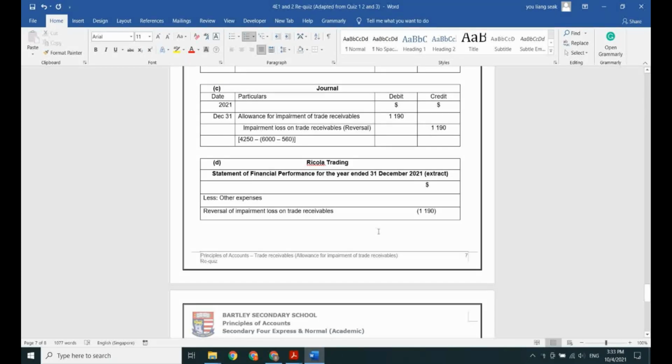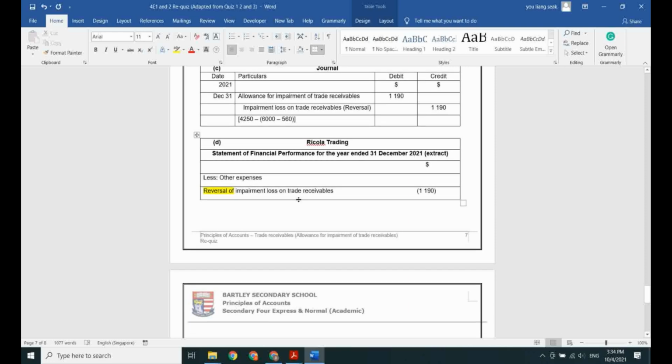For part D, they're asking for the second year's statement of financial performance. So the value is directly over here. Because at the end of the financial year on 31st December, we're doing a credit to impairment loss. So this is an expense account, and when we credit an expense account, expense will drop. So in this case, we have to put this negative balance. If you're still not sure, you can refer to the textbook. And remember these two words, reversal of. You have to include these two words, reversal of. Otherwise, you won't get this 1 mark.